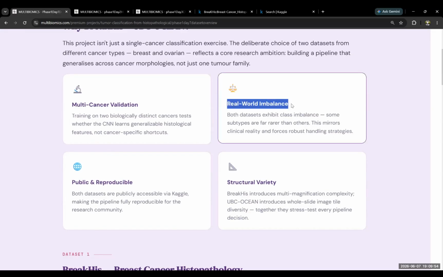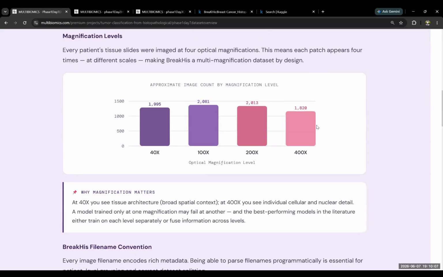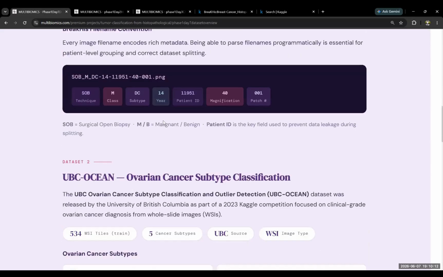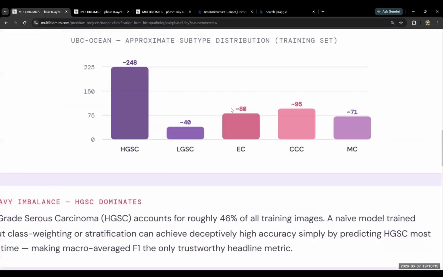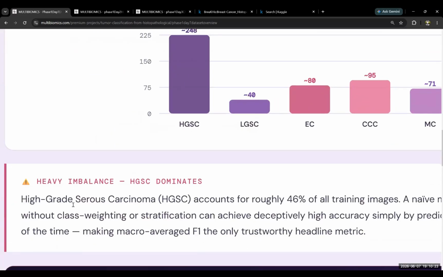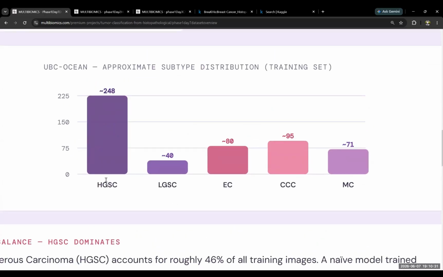Second most important thing which you should know is a real world imbalance. Both data sets exhibit class imbalance. What do you mean by class imbalance is, let me show you. You see, so this is kind of a balanced data only. Now you see this is imbalanced, right? So the first class, these are some abbreviations for the cancer type, like high grade serous carcinoma is HGSC. We'll look at all these abbreviations later. But you just have a look.